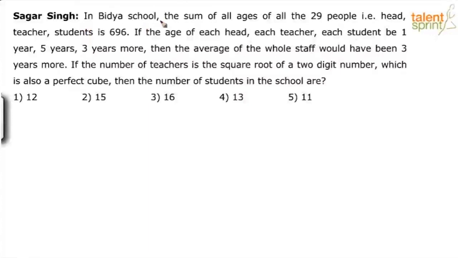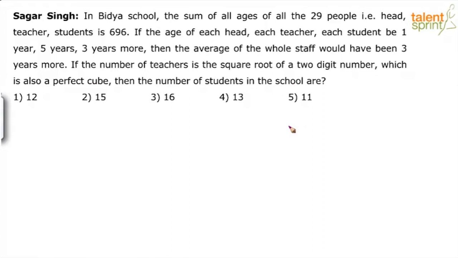In Vidya school, the sum of all ages of all the 29 people, that is the head, teachers and students, is 696. If the age of each head, each teacher and each student be 1 year, 5 years and 3 years more, then the average age of the whole staff would have been 3 years more. If the number of teachers is the square root of a 2-digit number, which is also a perfect cube, then the number of students in the school are.